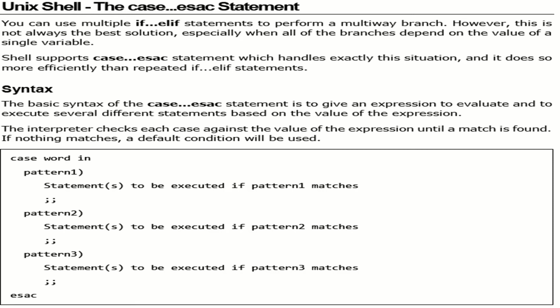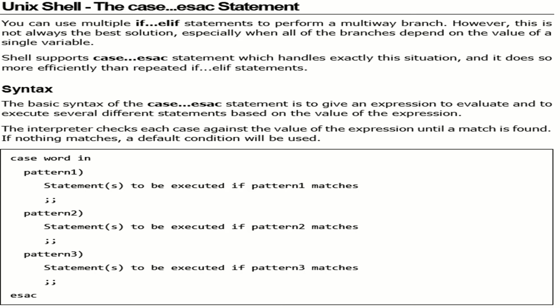It is the example of Unix shell programming of case structures. You can use multiple if-else statements to perform a multi-way branch. However, this is not always the best solution, especially when all the branches depend on the value of a single variable. Shell supports the case structure for this type of scenario.